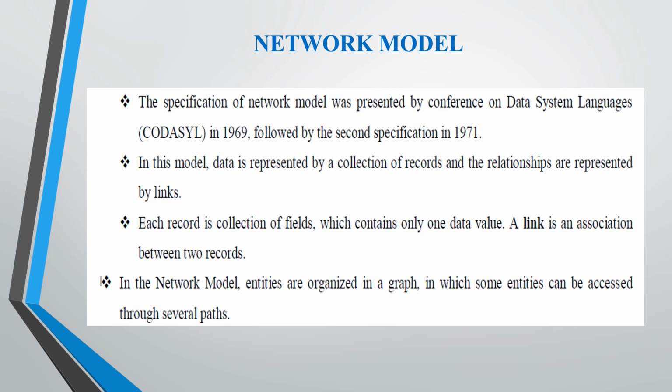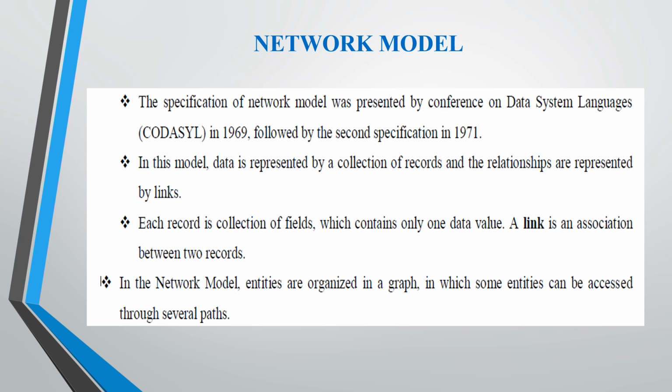Network model. The specification of this network model was presented by the Conference on Data Systems Languages in the year 1969, which was followed by a second specification declared in 1971. In this model, the data are represented by a collection of records and relationships are represented by links. Each record is a collection of fields which contain only data values. A link means an association between two records.